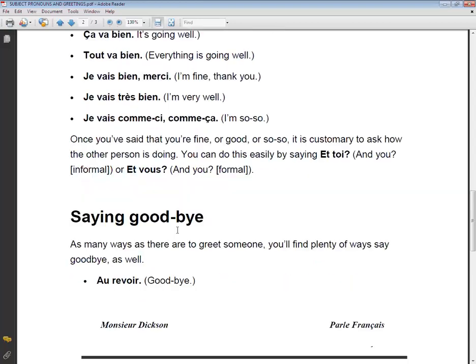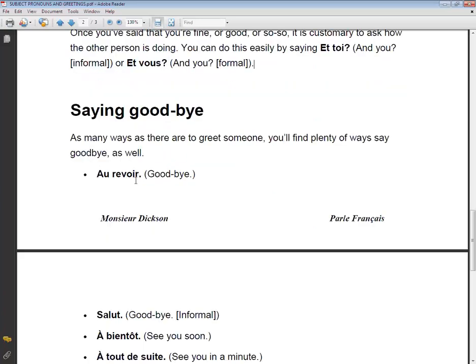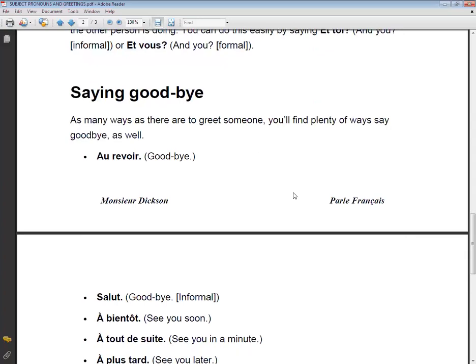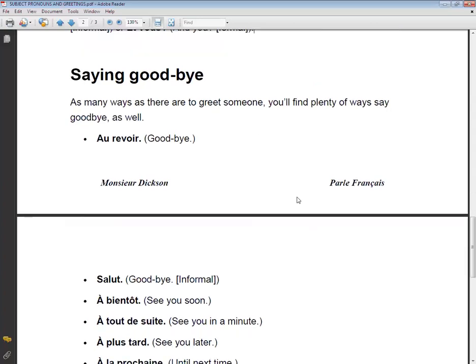Now saying goodbye. Can you read that? Goodbye. Which one? Under the goodbye as we go down. As many ways as there are to greet someone, you'll find plenty of ways to say goodbye as well. Yes, so you say goodbye as well.